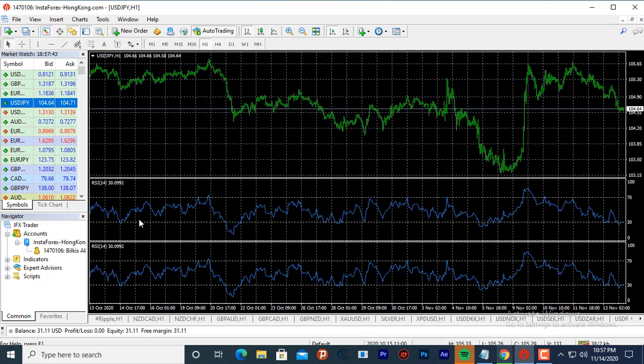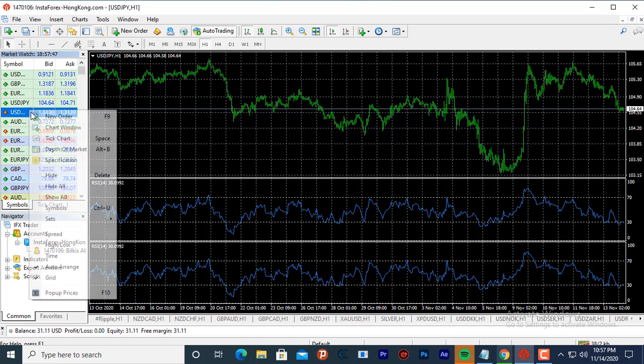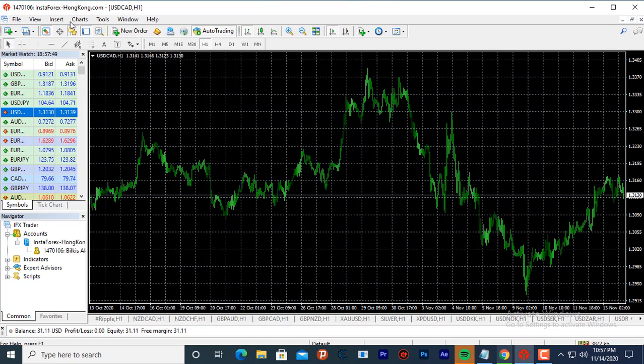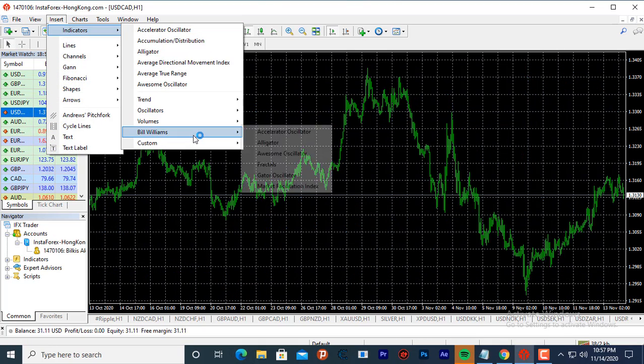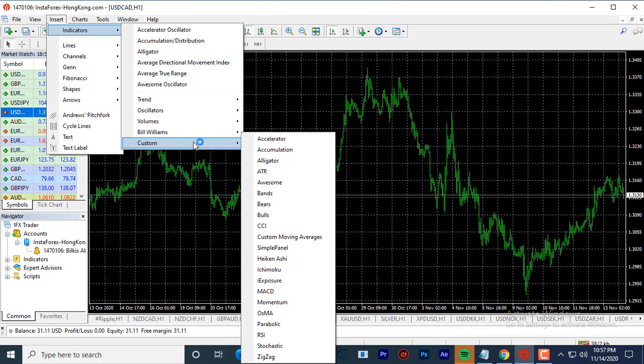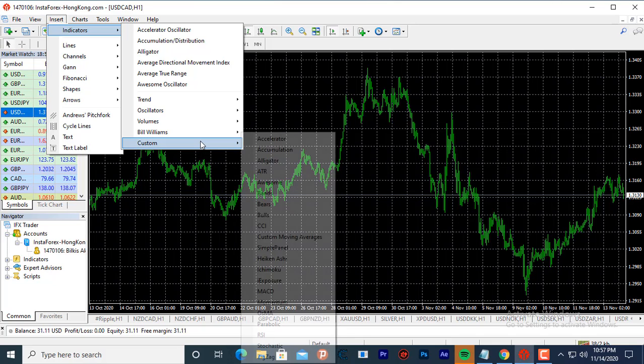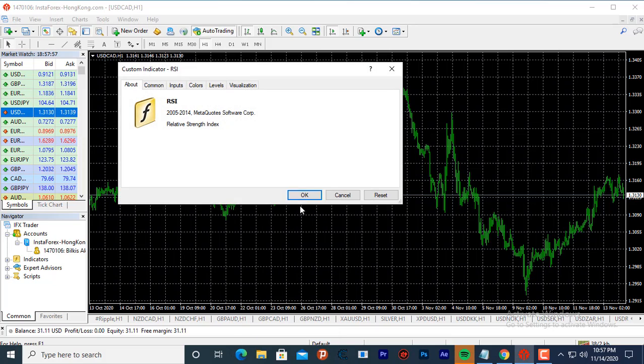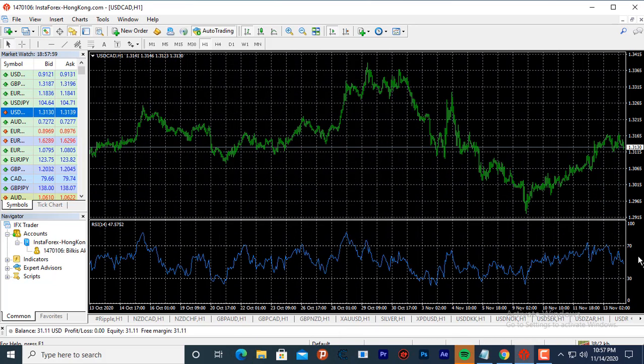MetaTrader RSI indicator. The RSI indicator is built in many trading platforms, including the most widely used forex trading platform, MetaTrader 4. You can find the indicator by clicking on Insert, Indicators, Oscillators, Relative Strength Index. The RSI tool then appears automatically at the bottom of your chart in its default 14-period RSI setting.